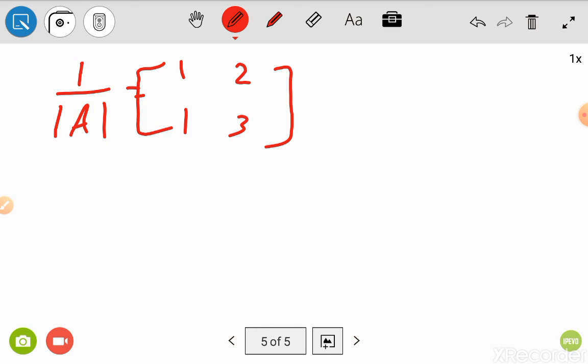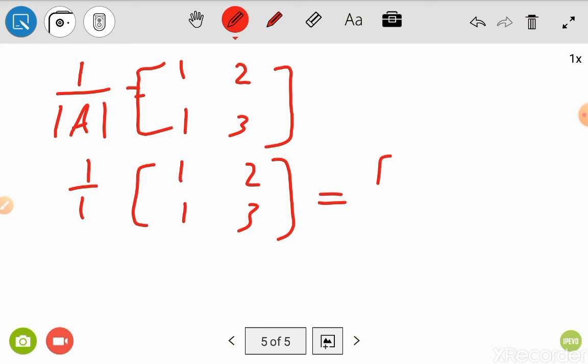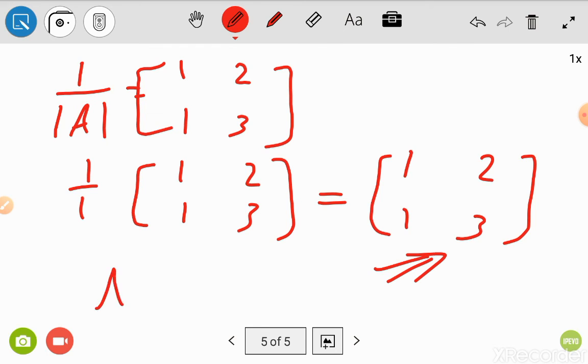1 over the determinant of A, 1 over 1, times 1, 2, 1, 3. The multiplicative inverse will be 1 over 1 times 1, 1. Here 2, here 1, here 3. If you multiply the inverse of the matrix with A, A times A inverse, it will give you the identity matrix 1, 0, 0, 1, as you know.